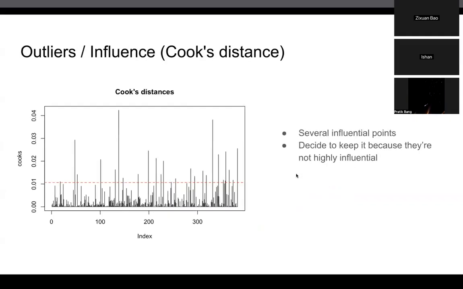And to detect the outliers, we used Cook's distance. We found that there are several influential points, but we decided to keep them because they are not highly influential in this model.